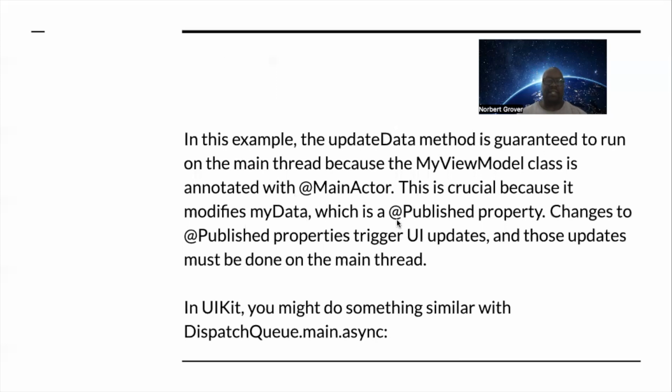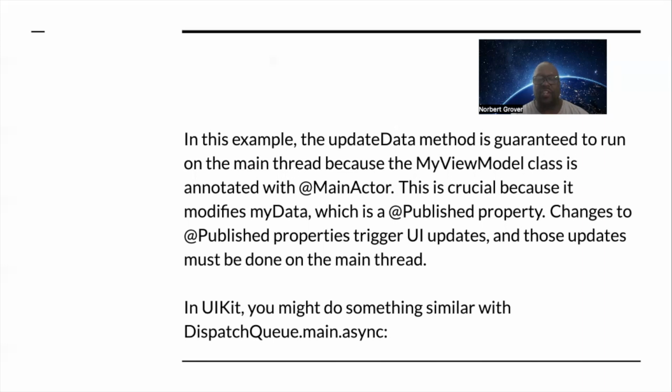Okay. In the example, the update data method is guaranteed to run on the main thread because my view model class is annotated with @MainActor. This is crucial because it modifies my data, which is an @Published property. Changes to the @Published property trigger UI updates, and those updates must be done on the main thread.